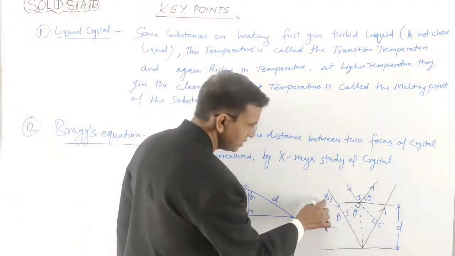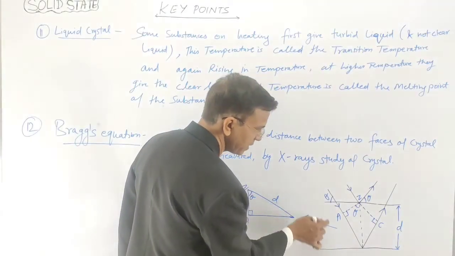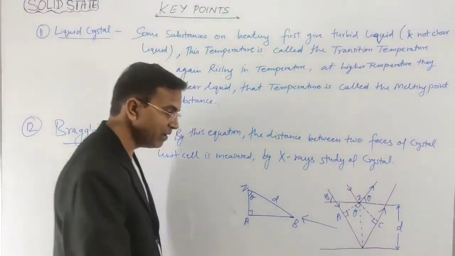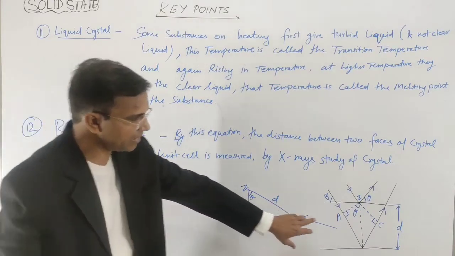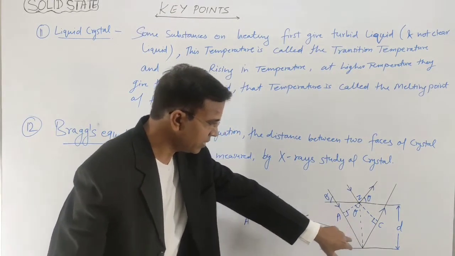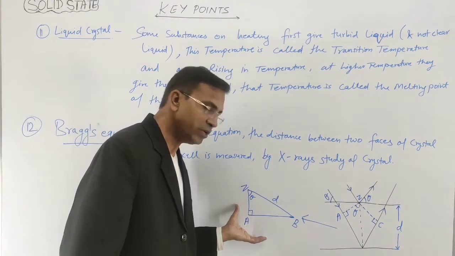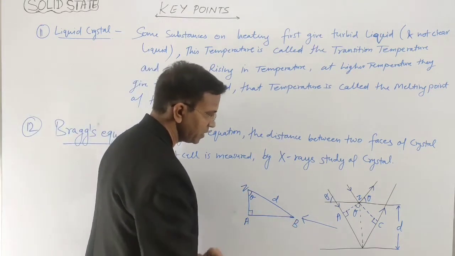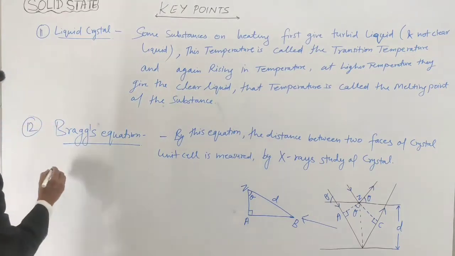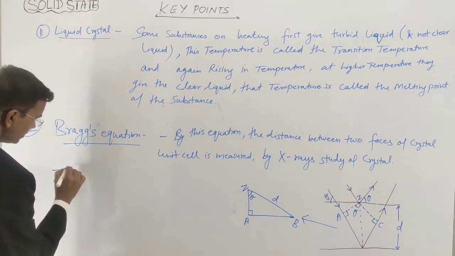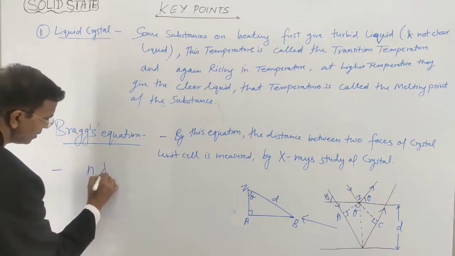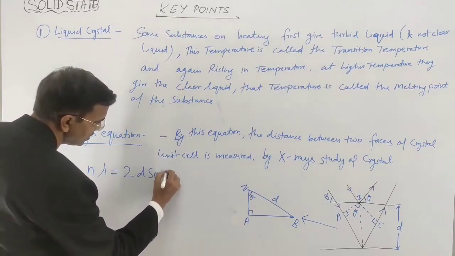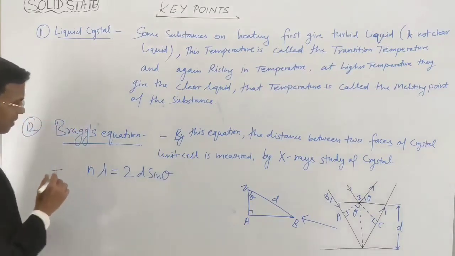Here, these are the two opposite faces of a crystal lattice, and this is the X-ray, and this is the diffraction going on here. So this is the triangle formed, and this is the triangle. In this triangle, we will use trigonometry and measure the distance between the two faces. So the Bragg's equation is n lambda is equal to 2d sin theta. This is the equation given by Bragg.